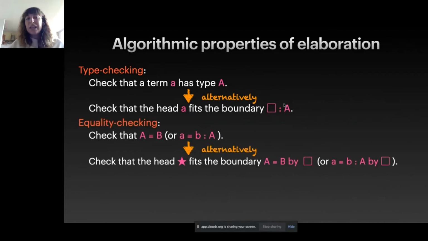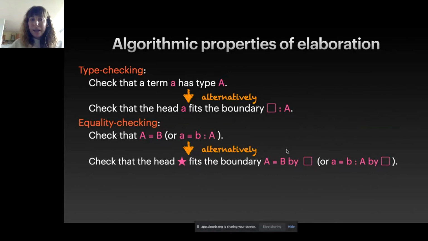So equality checking is similar, right? We're checking that two types are equal or that two terms are equal at a certain type. But we can express that by saying, oh, we're checking that the head star fits the boundary A equals B by box, right? So we're checking if this is actually derivable if we put star in, right? We want to check if this judgment is derivable if we put the star for a head.